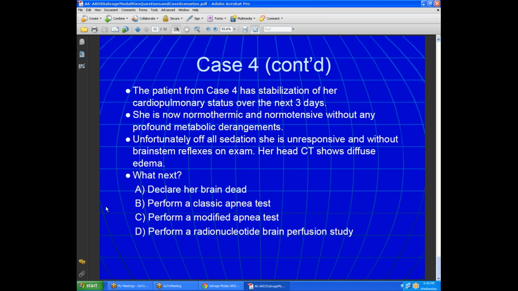So that's the same with the EEG, same with cerebral angiography. You know, the CAT scan alone is very concerning. Our exam is very concerning. If we can do an apnea test, that should be good enough.